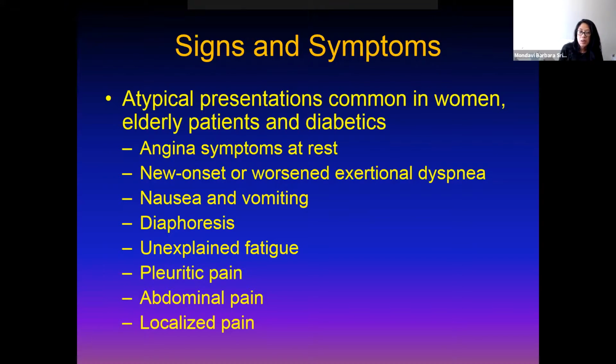So these patients may present with symptoms at rest. They may present more with shortness of breath symptoms when they're exerting themselves as compared to actual chest discomfort symptoms. They may have GI symptoms or unexplained fatigue, localized pain, or pleuritic pain. So in certain patient groups, it's important to understand that they may not necessarily be typical.